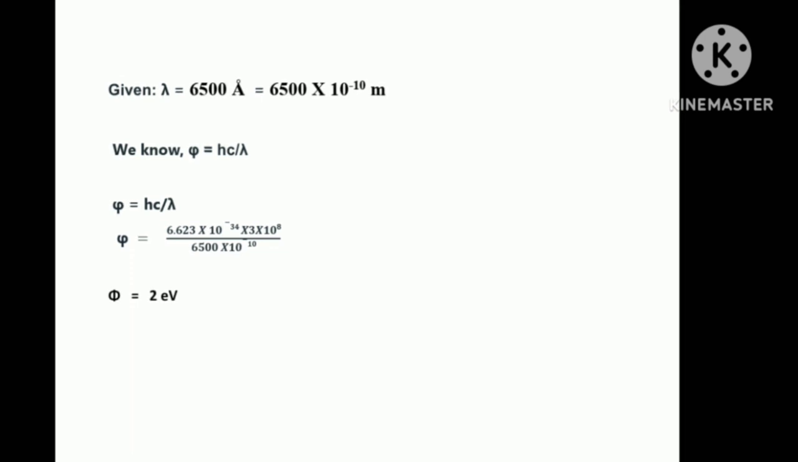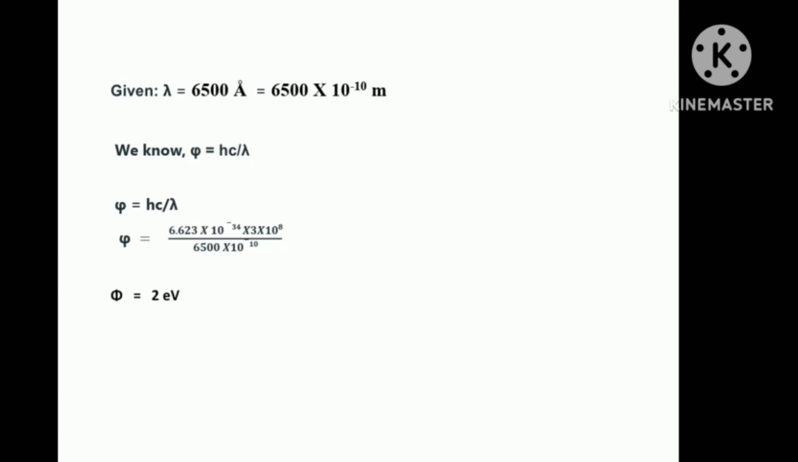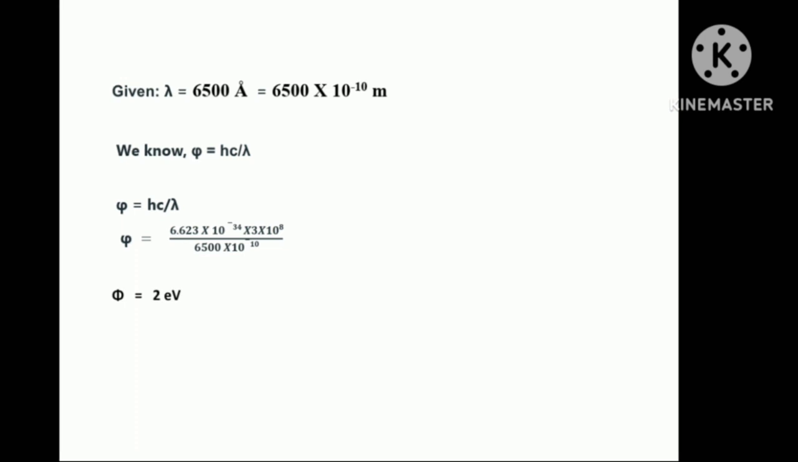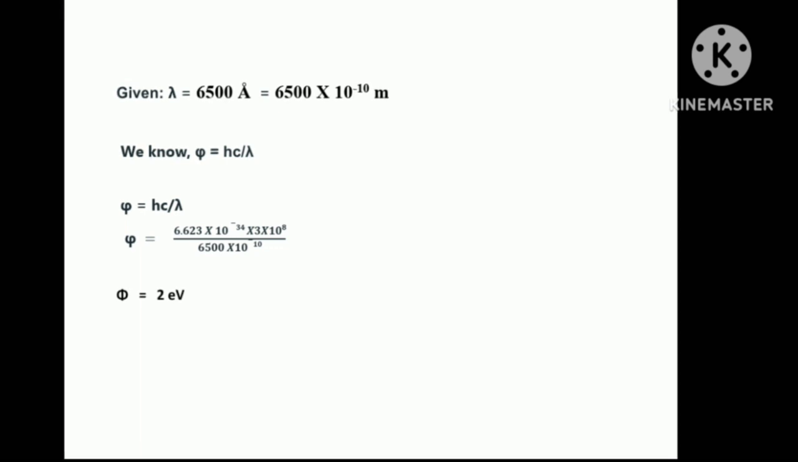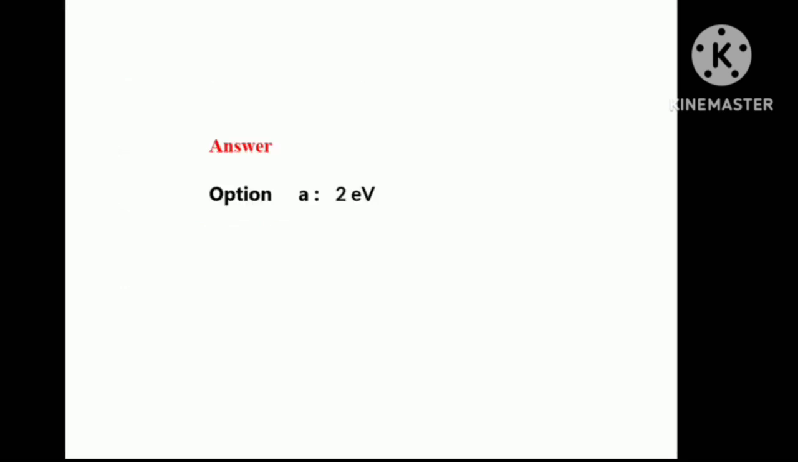We know that work function is equal to hc upon lambda. That is, work function is equal to hc upon threshold wavelength. When we substitute the values of Planck's constant, velocity of light and threshold wavelength in the expression, we obtain 2 electron volt. Hence, the correct answer is option A, 2 electron volt.